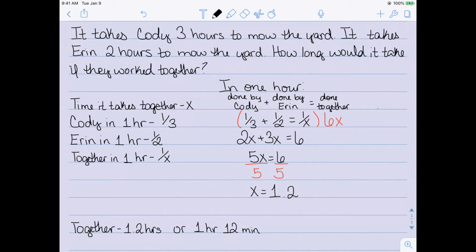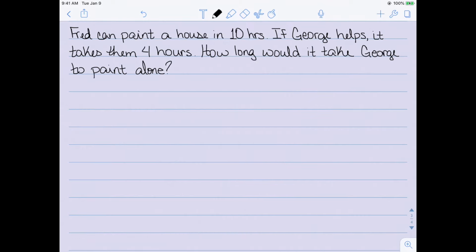Let's do another one of these. Fred can paint a house in 10 hours. If George helps, it takes them 4 hours. So how long would it take George to paint alone? So once again, let's start organizing and see how much each person can do in a single hour. Since Fred can paint the house in 10 hours, then in 1 hour he could paint 1/10 of the house. Together it would take them 4 hours, so in 1 hour they should be able to be done with 1/4 of it.